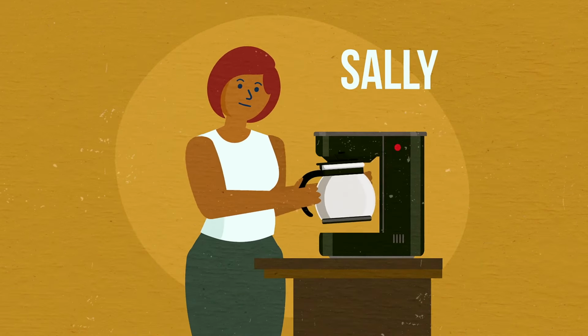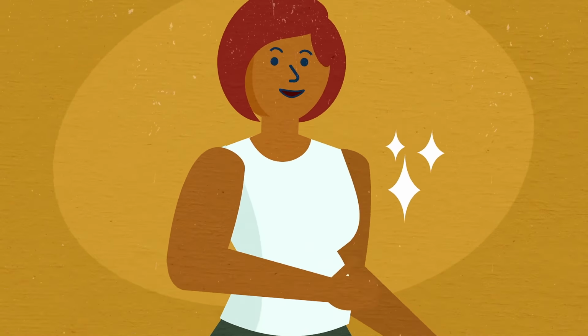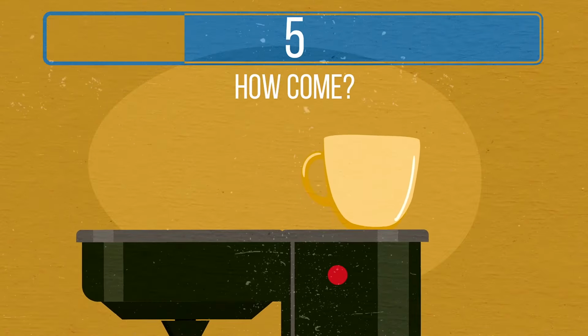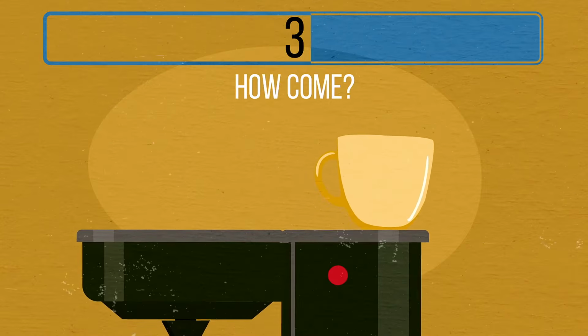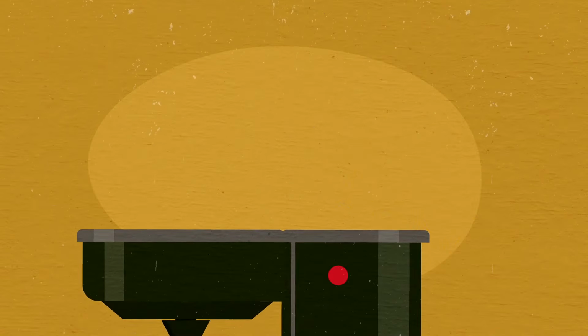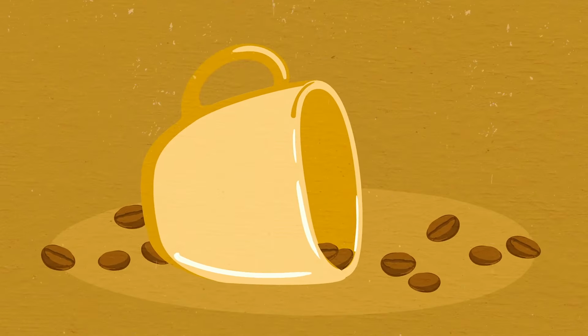Sally works as a barista. This morning, she dropped a cup full of coffee. Luckily, her white shirt wasn't stained, but it took a while to clean up the mess. How come? There were coffee beans in the cup. They ended up right under the counter.